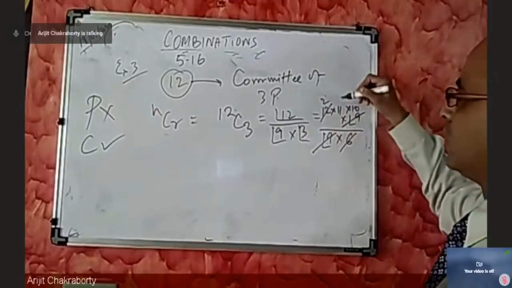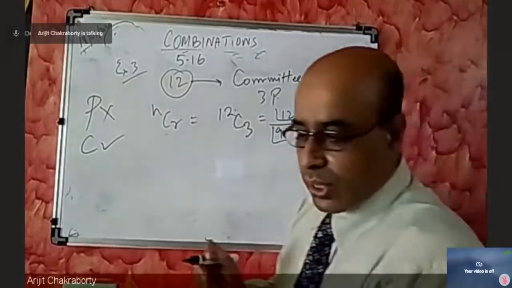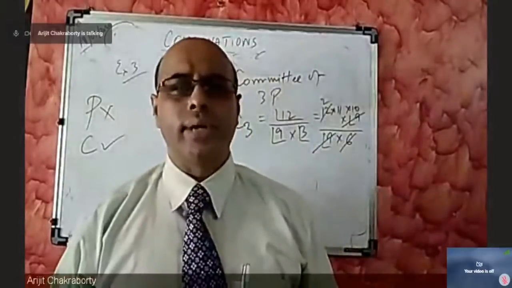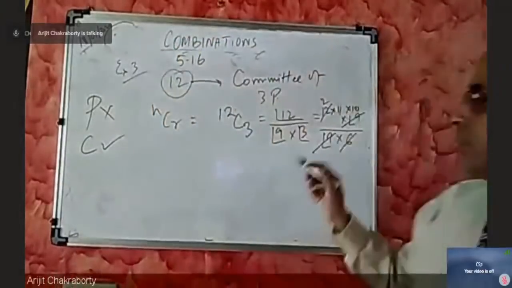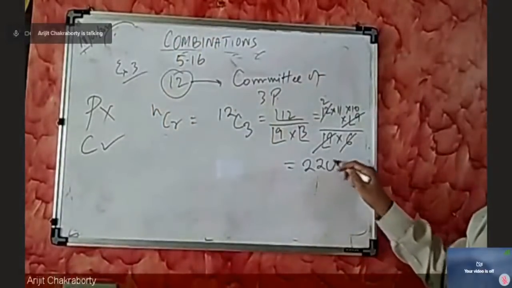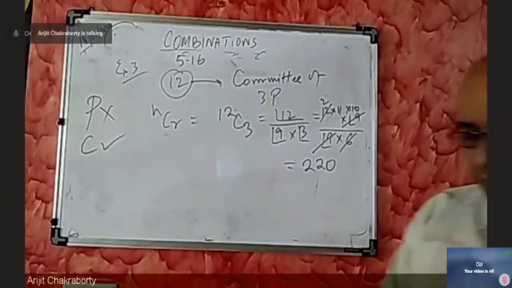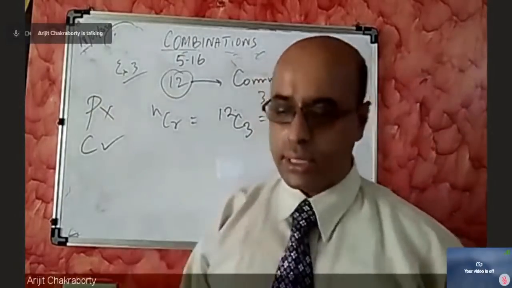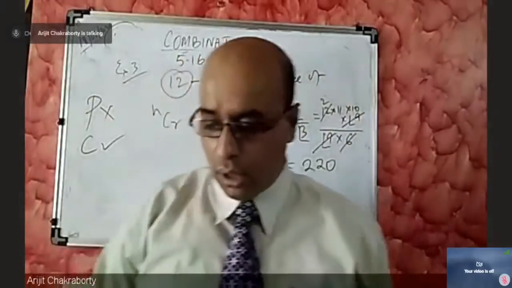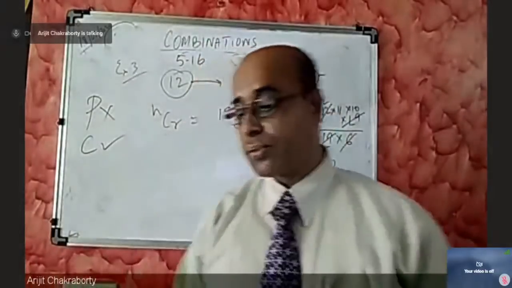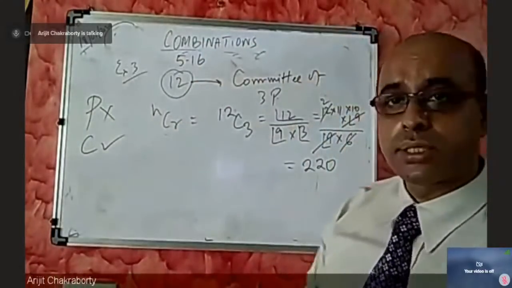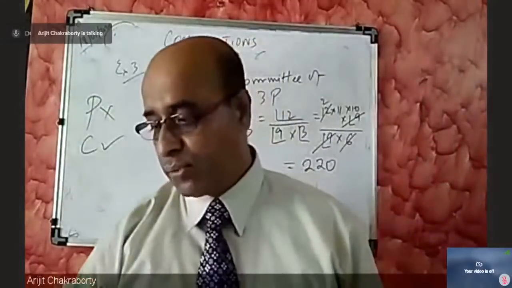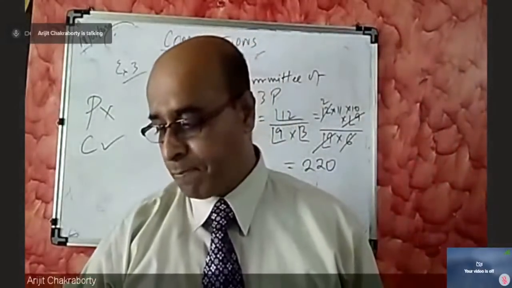So you have 2 into 11 into 10. 2 into 11 into 10 is 22 into 10, 220. So the answer is 220. So you can have 220 ways of forming a committee of 3 persons out of 12 members, right? So this was 5.16 example 3.